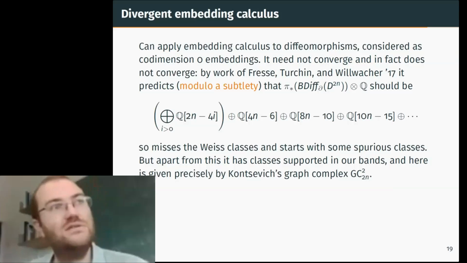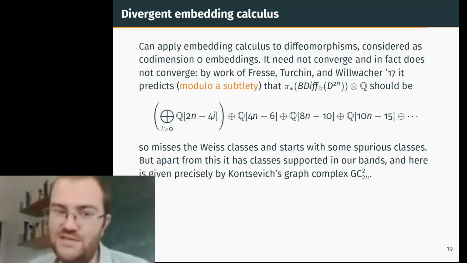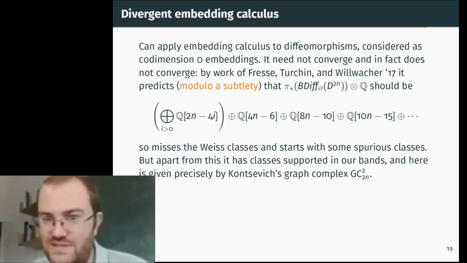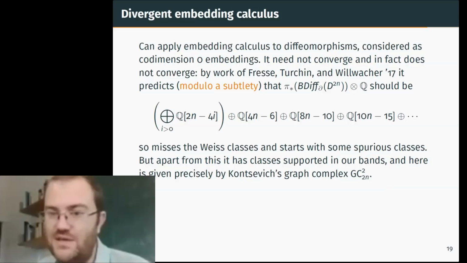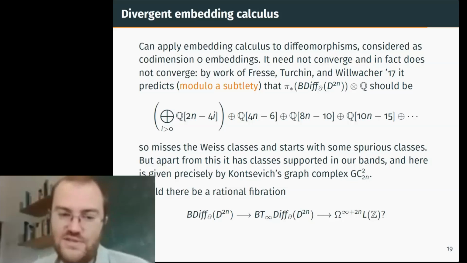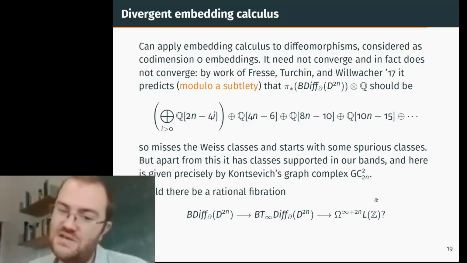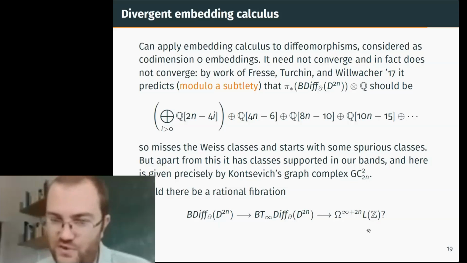If you think about it, one way to explain having too many classes in degrees 2n-4 and not enough classes in degrees 2n-1-4 is if the difference between these spaces exactly had classes every 4 degrees. And you might be led to ask yourself, could there be rationally a fibration that tells you that diffeomorphisms of the disk is not the same as diffeomorphisms of its embedding calculus approximation, but the difference is something that has homotopy groups Q every 4 degrees.